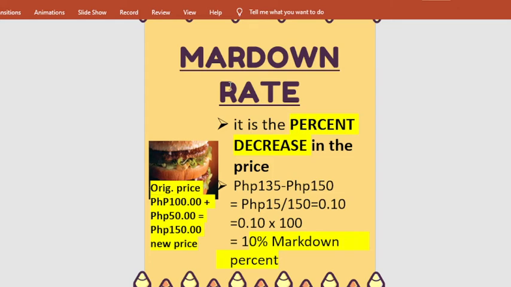Okay? So, nag-markdown rate siya. So, from 150, ang ginawa niya, 135. Okay, so to get the markdown rate, 135 pesos minus 150 yung new price. Okay, so ito na yung old price niya, 150. Okay, so 135 minus 150 is equal to negative 15 over 150 is equal to 0.10 times 100%. So 10% markdown percent. Okay.